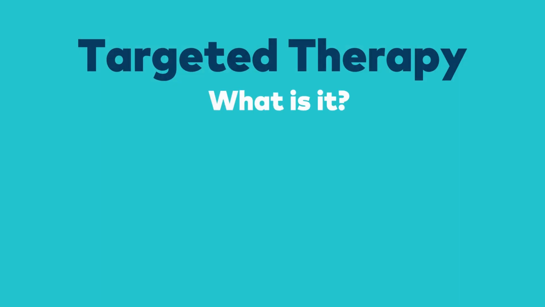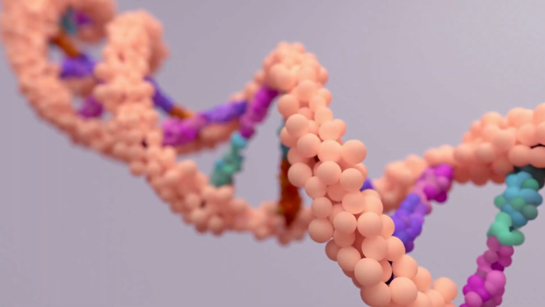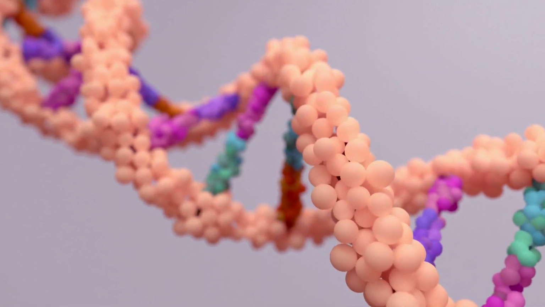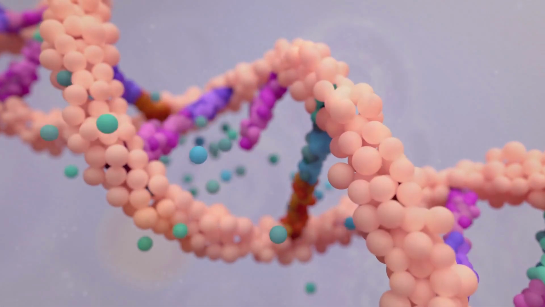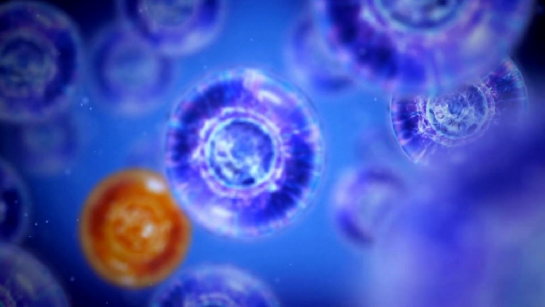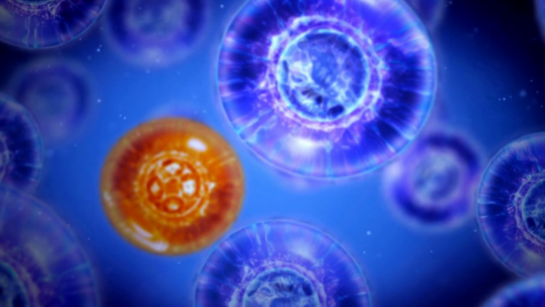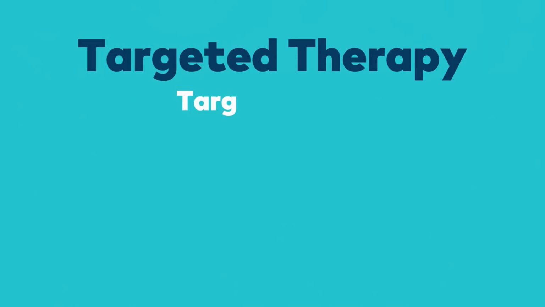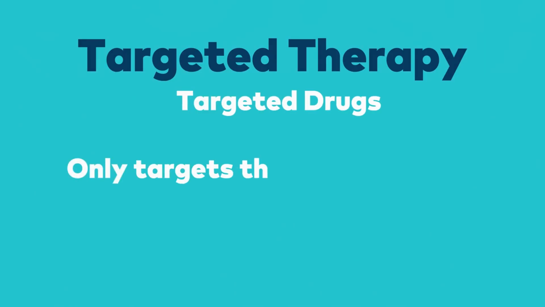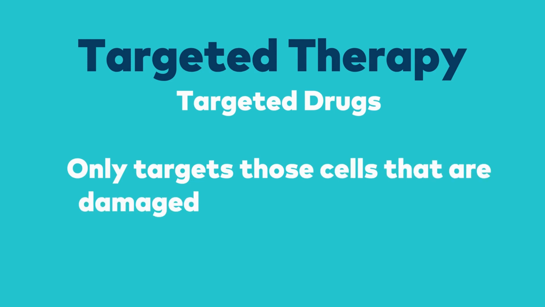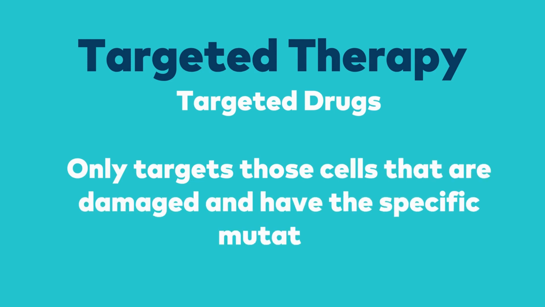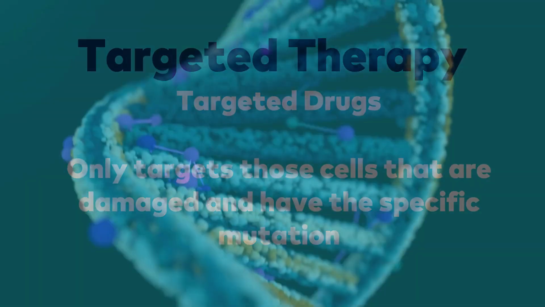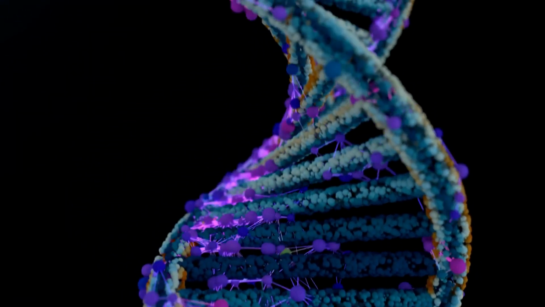What is targeted therapy? The key mutations driving cancerous growths in any patient can often be identified through genetic sequencing, and there is an ever-growing class of drugs which have been developed to specifically target and block such mutations. These are called targeted drugs. A major advantage of these drugs is that they only target those cells that are damaged and have the specific mutation. The genetic sequencing of a tumor at diagnosis is an essential prerequisite for targeted therapy to be considered.